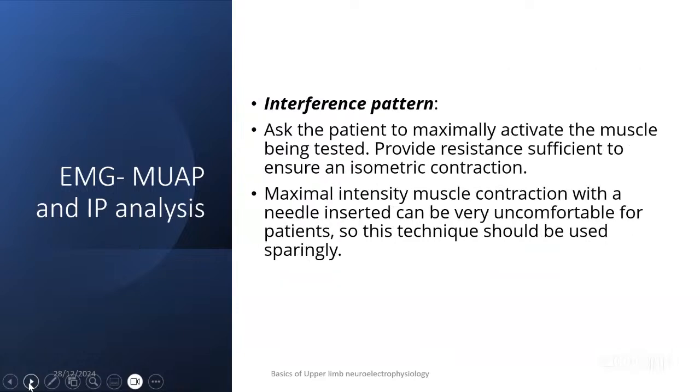Ask the patient to maximally activate the muscle being tested, and provide resistance sufficient to ensure an isometric contraction. The maximal intensity muscle contraction with a needle inserted can be very uncomfortable for the patient, so it should be used sparingly. Whenever you do the interference pattern, it is either early recruitment, incomplete, or complete.